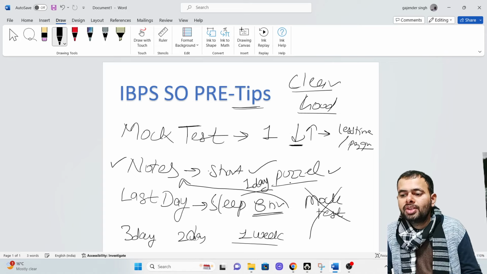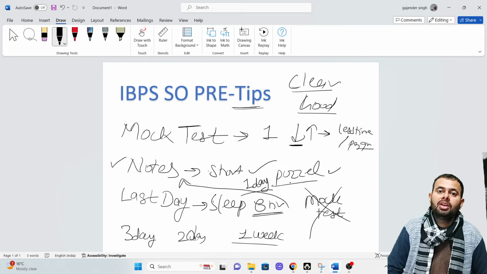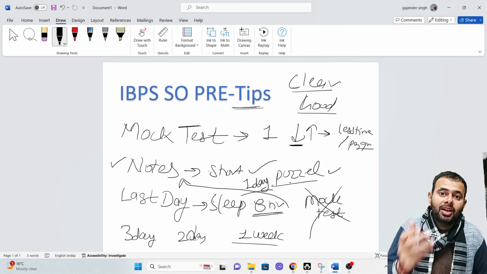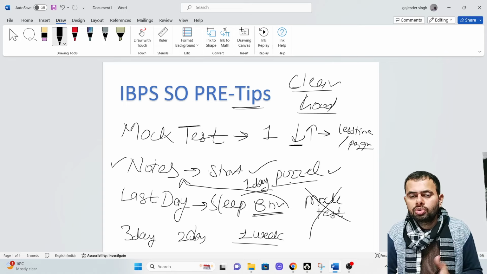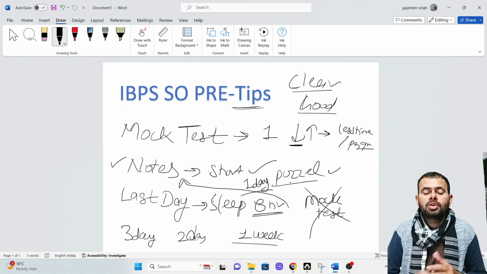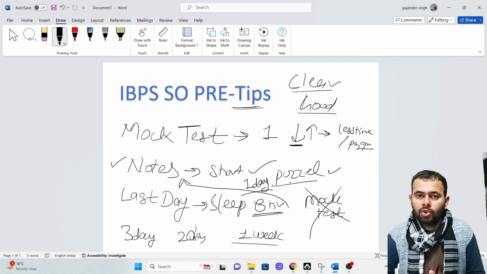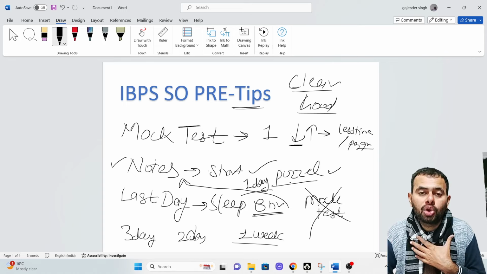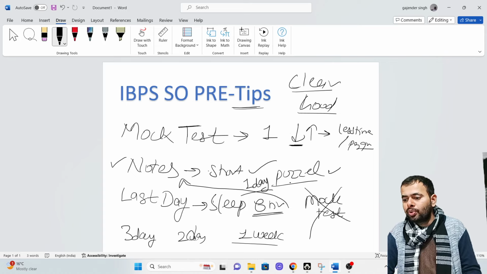On the last day, revise your notes, the English grammar rules you have written, the arithmetic shortcuts you have written. Just revise them. If you want, you can solve a few questions or a few puzzles also, but don't give any mock test. Don't test your knowledge on the last day. And get proper sleep.